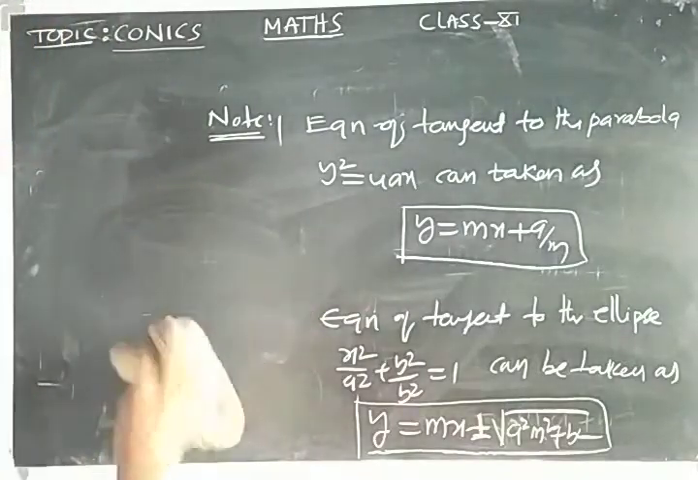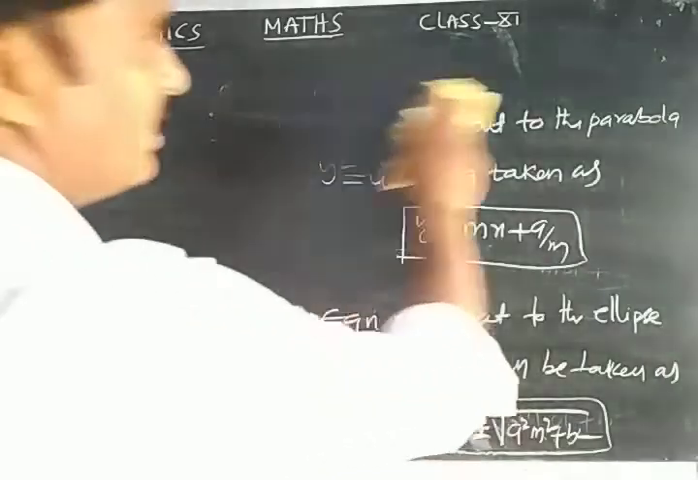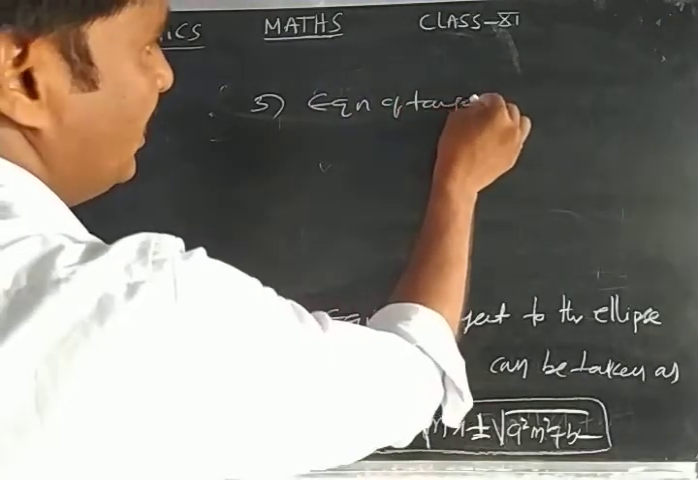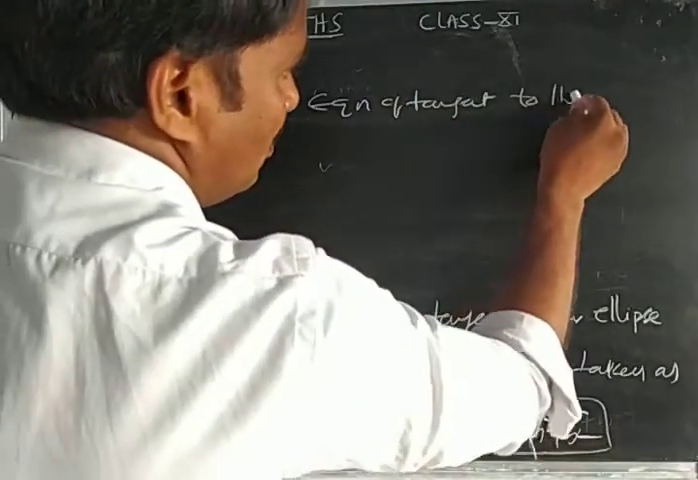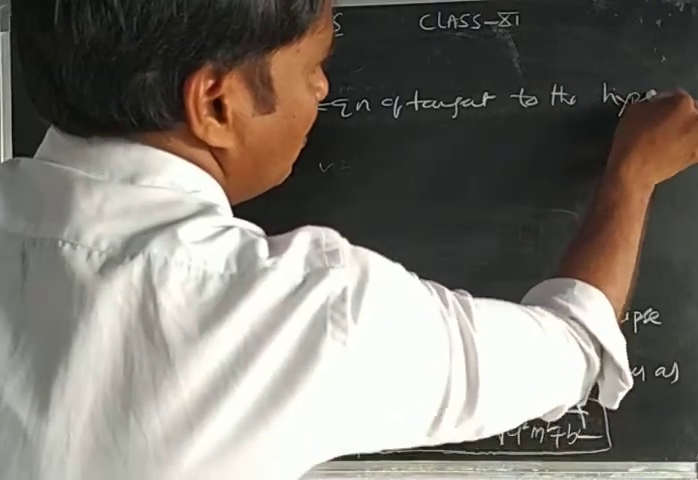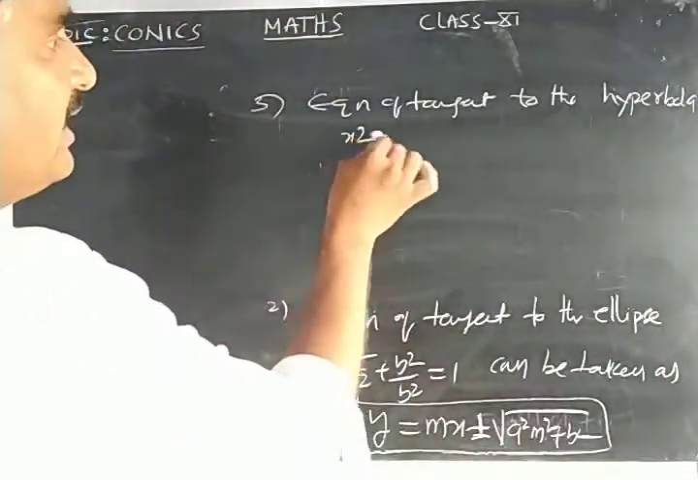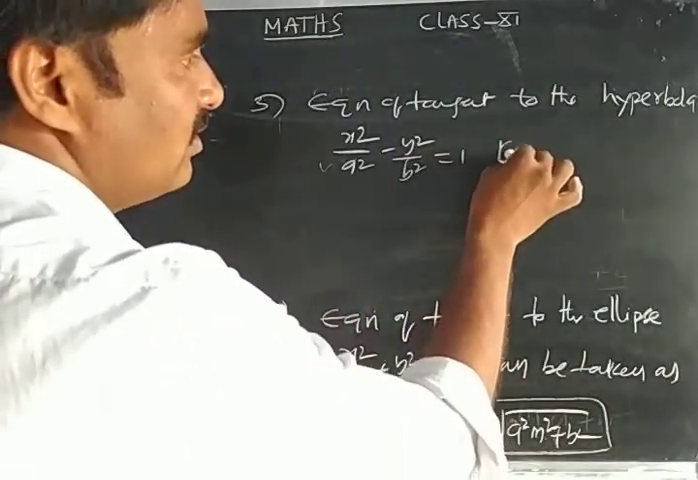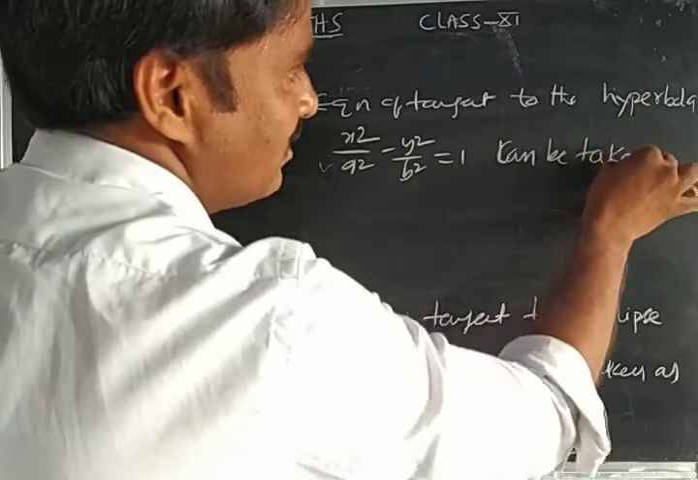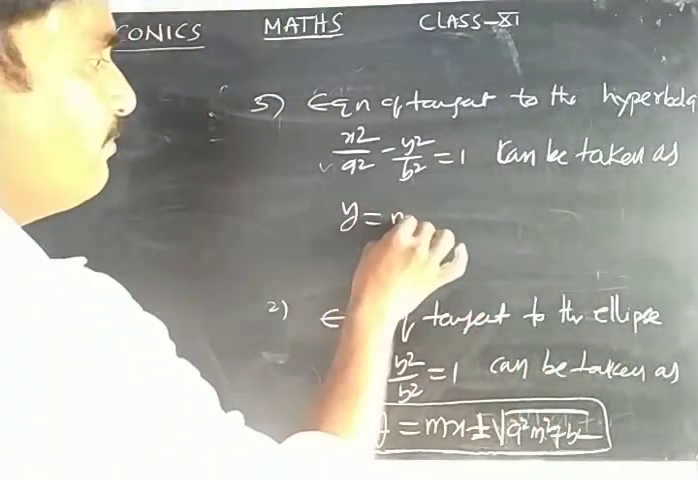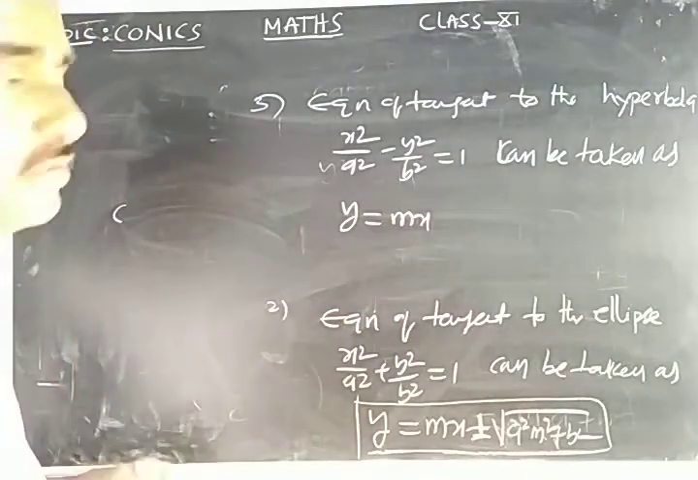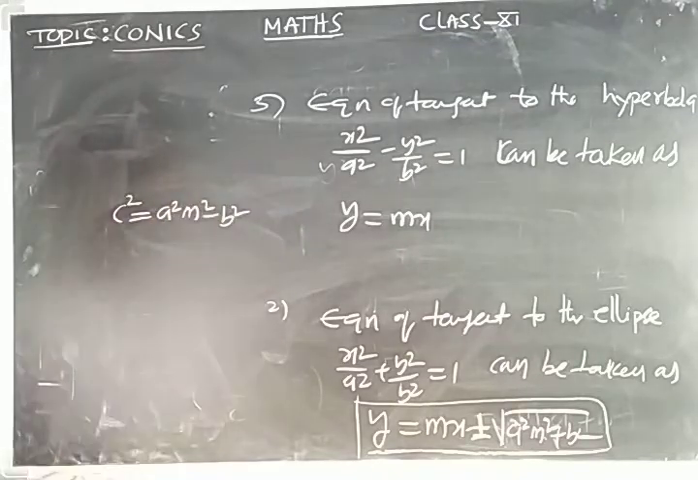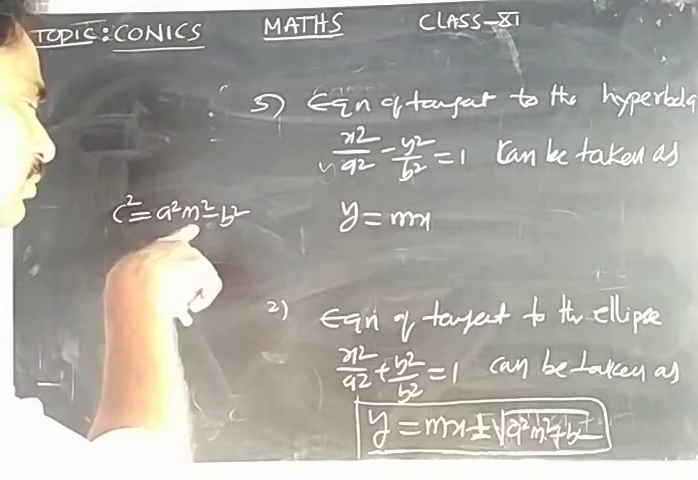For the hyperbola, this is for the ellipse. For the hyperbola, the equation of tangent to the hyperbola x square by a square minus y square by b square is equal to 1 can be taken as y equal to mx plus or minus. If you derive the condition of tangency to the hyperbola, you will get a square m square minus b square. For the ellipse, plus is there, no? For the hyperbola, you will get minus here.